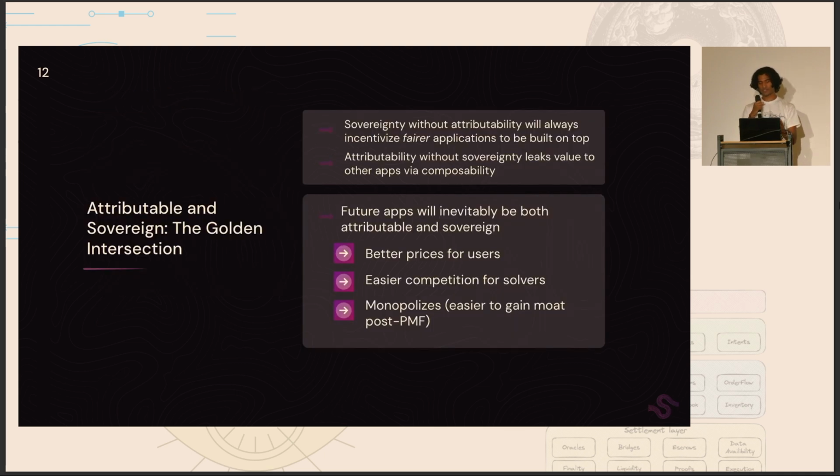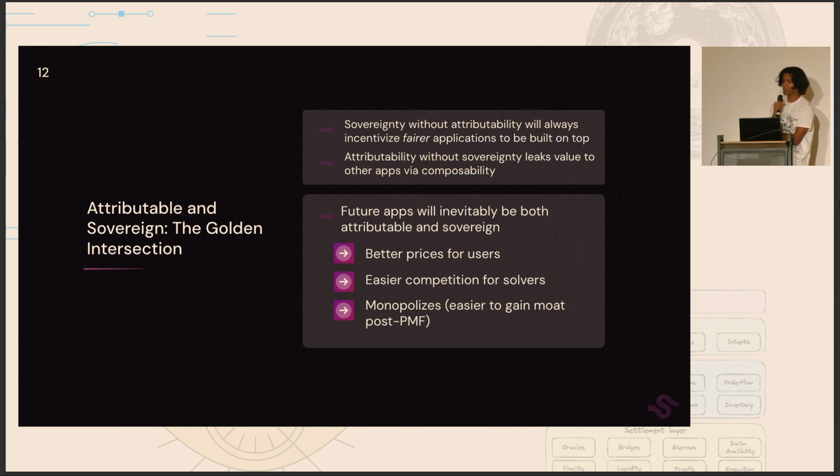So the golden intersection here is apps that are both attributable and sovereign, right? Sovereignty without attributability will always incentivize fairer applications to be built on top. This is the example with L2s. They're sovereign, but they don't have attributability. There's so much in the design space of L2s with regards to sequencing, so many different apps built in them, and different adversely selected parties within these apps. If I am able to sequence, let's say, both Optimism and Arbitrum in one lump sum, and I have some value that comes from the maximal extractive sequencing, I don't know who to actually distribute this value to, right? Because there are so many counterparties that are being arbed on both L2s.